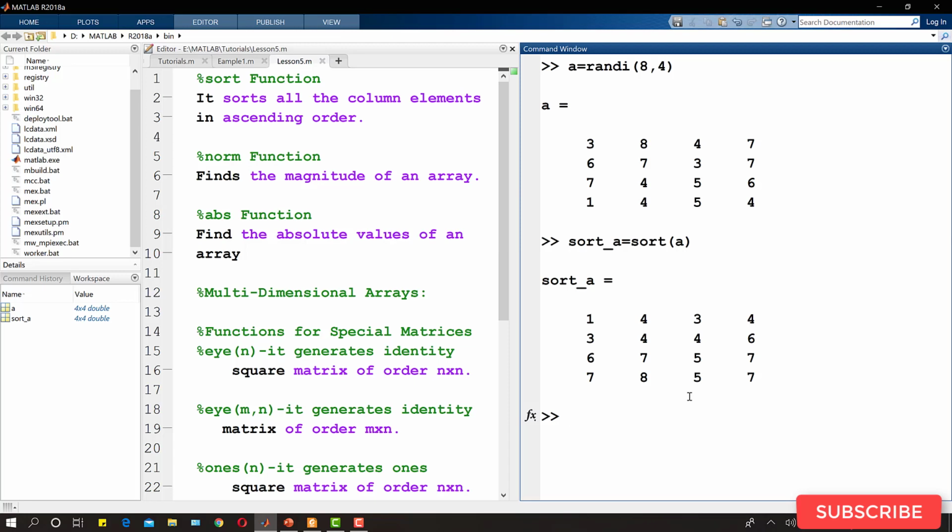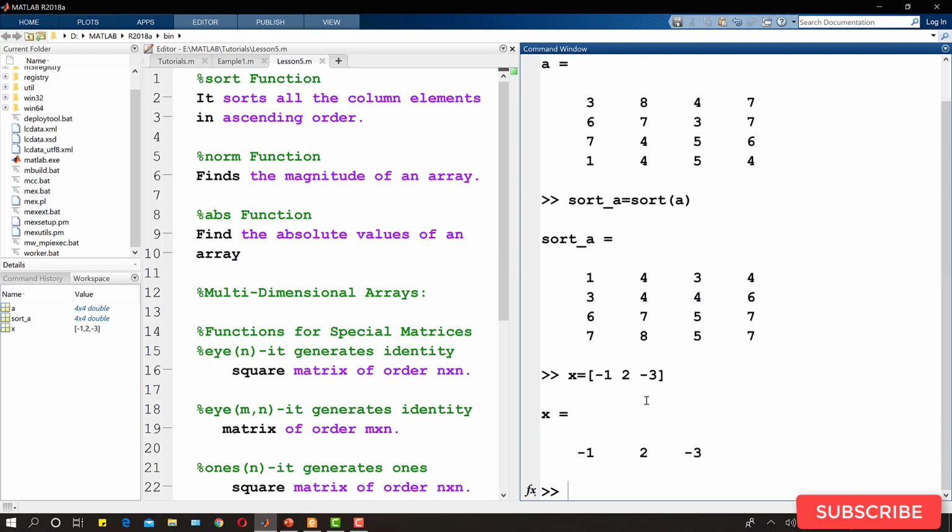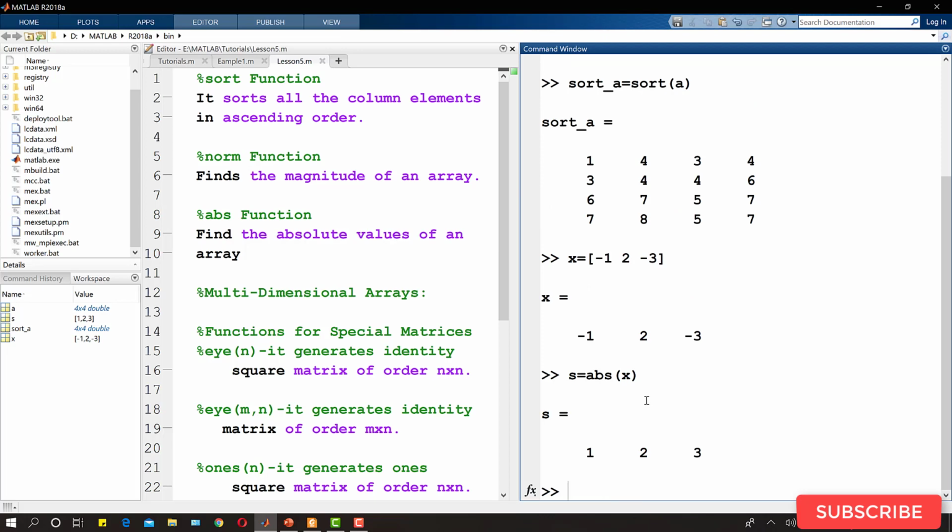Now there is another function, that is the absolute function. Let's suppose I have an array x. Now if I take the absolute of x, let me store it in S, and I write S equal to abs of x. So what it will do is take the absolute of each element. So the absolute of -1 is 1, the absolute of -3 is 3.